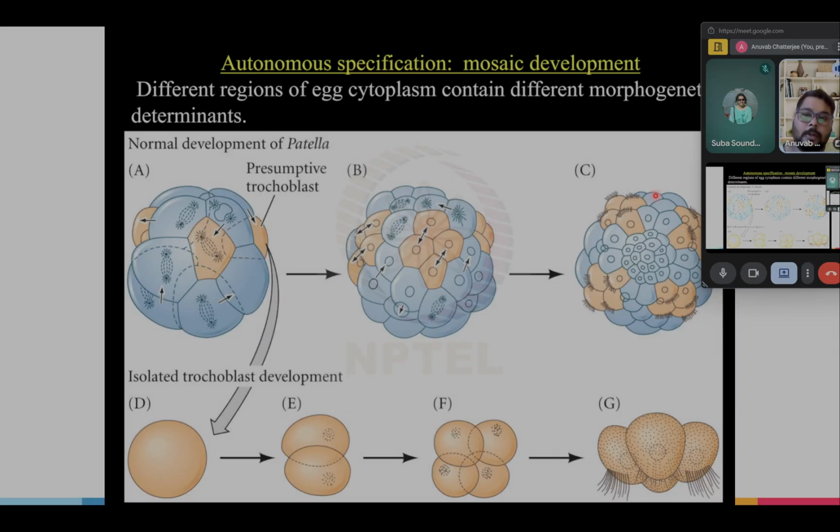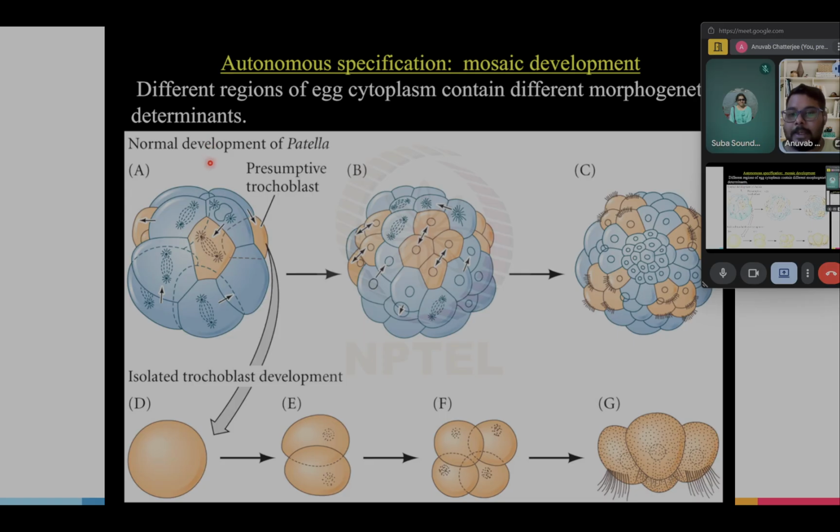So what is autonomous specification? It is also known as mosaic development. Different regions of an egg cytoplasm contain different localized morphogenetic determinants. So all the cells after one stage are predetermined to form particular structures in the embryo. They have already been determined in their fate specification.